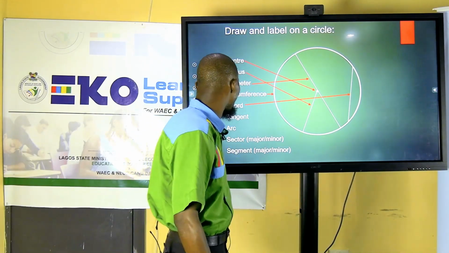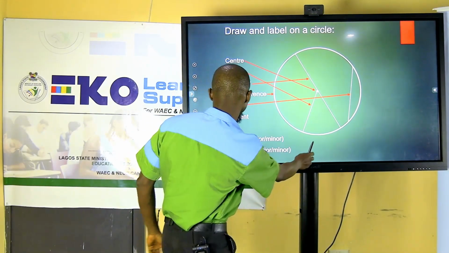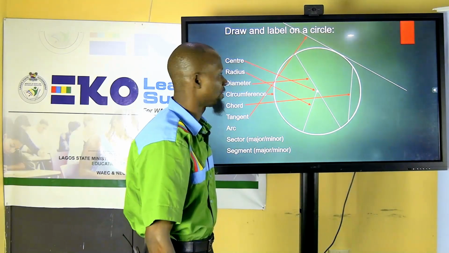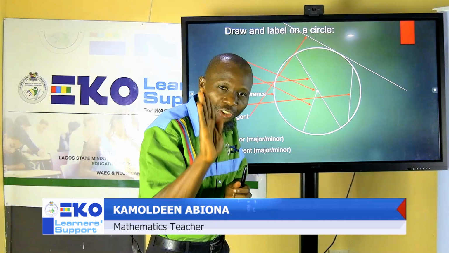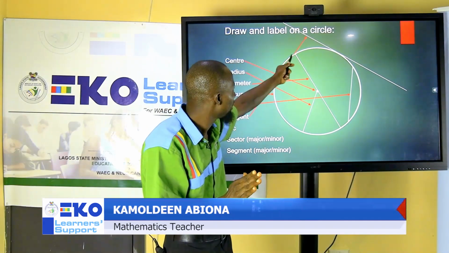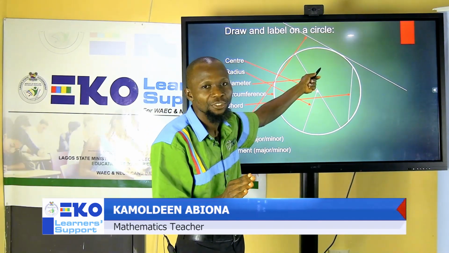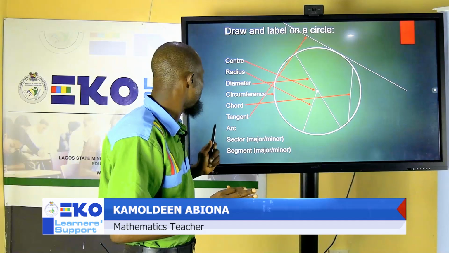We also have what we call tangent. A tangent is just a straight line that is touching, you can see, it's touching the circumference. So that is what we mean by a tangent.